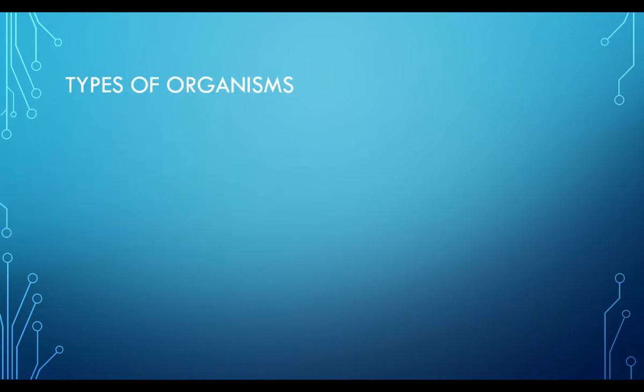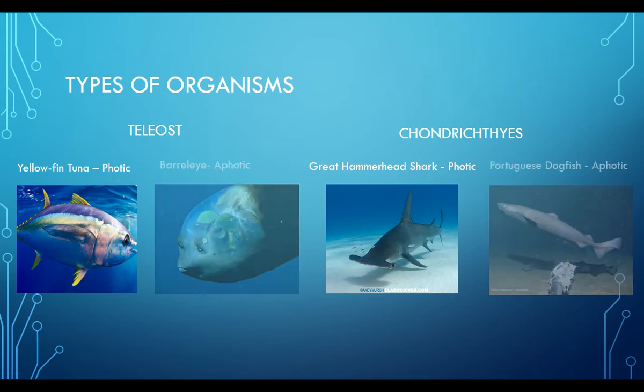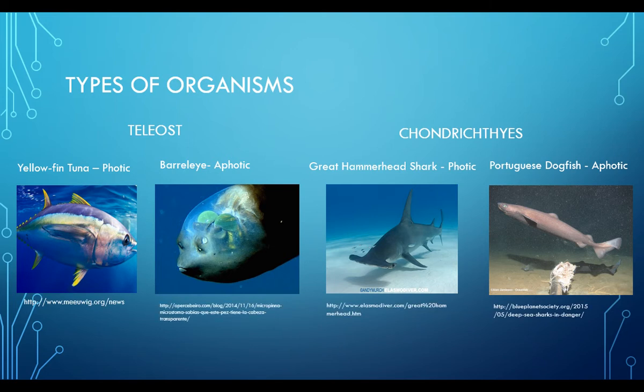The types of organisms there. So the teleost and then the Chondrichthyes. The first two images that popped up are in the photic zone. So on the left you have your yellowfin tuna, and for the Chondrichthyes you have the great hammerhead shark. And in the aphotic zone we have for the teleost a barreleye, and for the Chondrichthyes the Portuguese dogfish. Each has been adapted over time to see and be able to hunt and evade other predators.